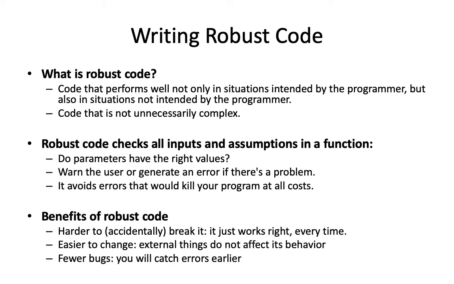Robust code is also easier to change. If you have a function that's very robust and then you change something else in your code somewhere else, it's not going to really affect the behavior of this function because the function is standalone. It works well. It does what it's supposed to do, and it's not surprised by anything. Because of this, you'll also have fewer bugs. If you catch errors early when you're developing your code, you don't get surprised by errors later, and they're easier to trace because you've caught them quickly.